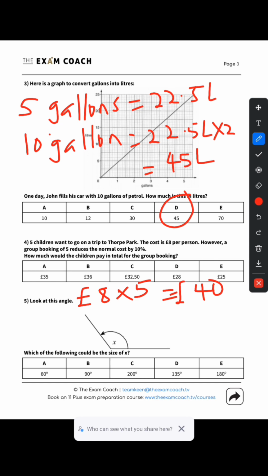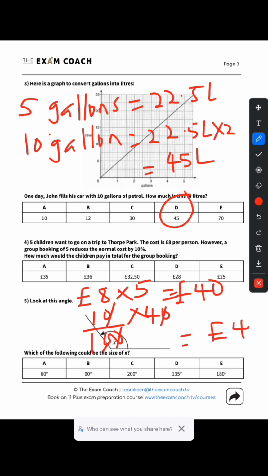But because of the discount, there's a 10% discount for people that are going in groups of 5. So we need to first calculate what that 10% discount is. 10% of £40. 10% means 10 over 100 times 40. 0 cancels 0, 0 cancels 0, and that gives us £4. So that means they get a discount of £4.